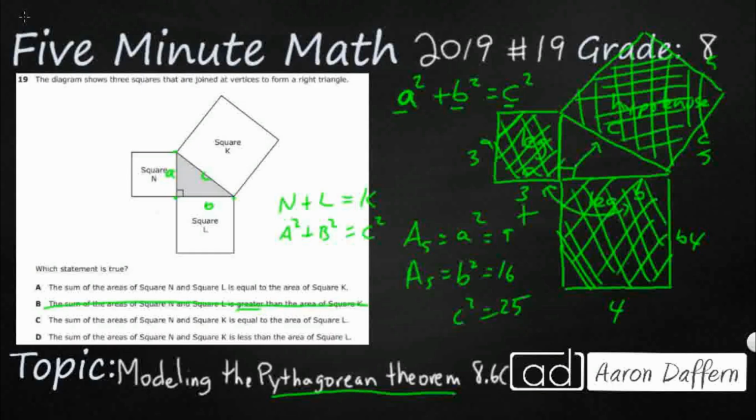The sum of the areas of n and k, okay, look at this. Now it's saying n and k. So that's a squared plus c squared equals b squared. Now we're saying less than. Actually, those two are greater than L. So D could have been correct if it was greater than L. But our answer is A.